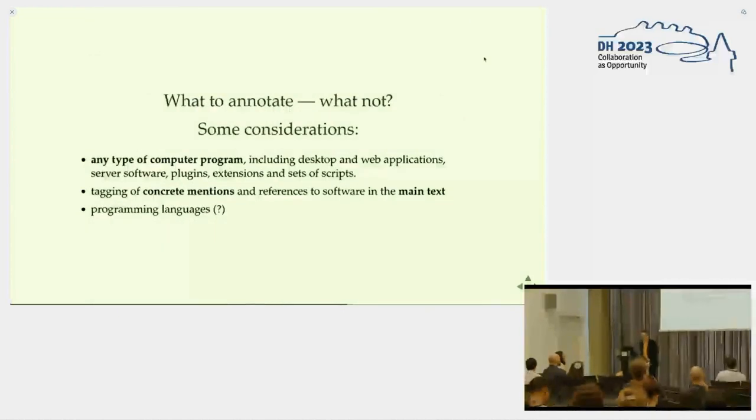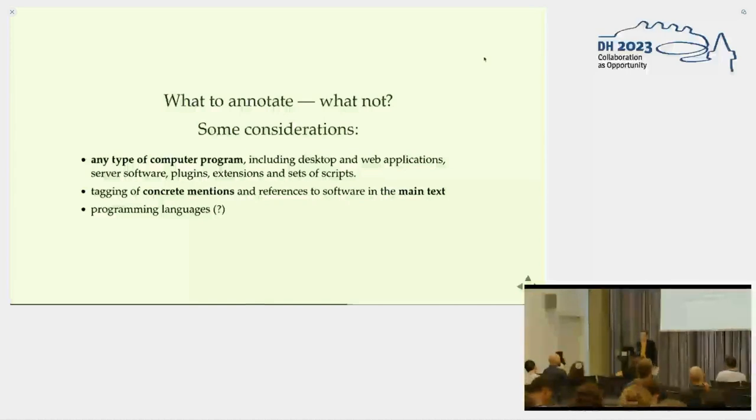We had a lot of discussions in the annotation process to think about what to annotate and what not, and we did this very broadly here. So any type of computer program was considered, including desktop or web applications, service software, plugins, extensions, and also sets of scripts, and we saw that the type of software that's used and referenced in the abstracts is really, really diverse. And we tag concrete mentions, but also references to software in the main text, as I said.